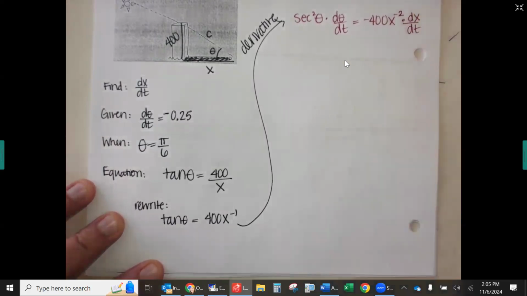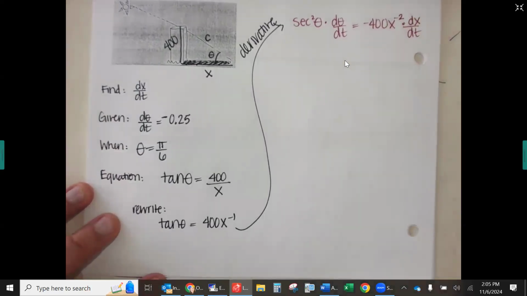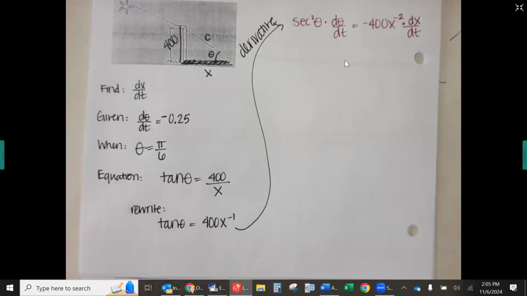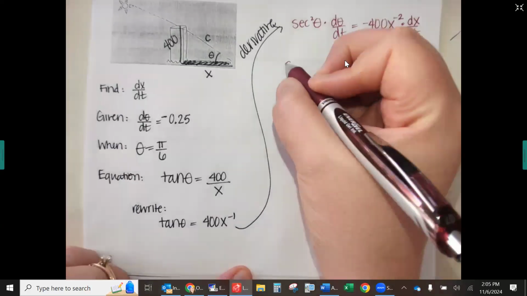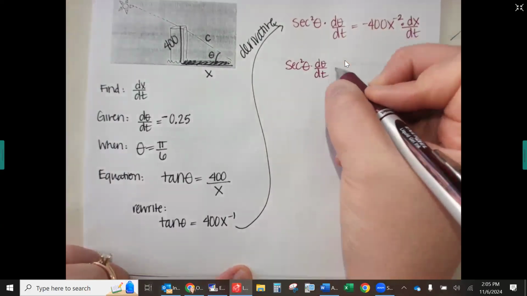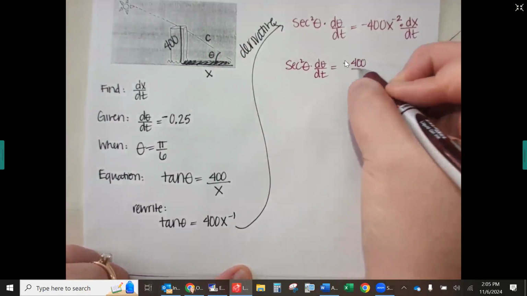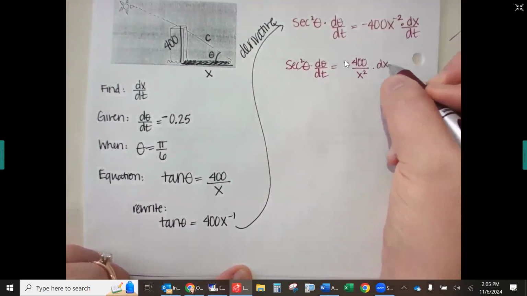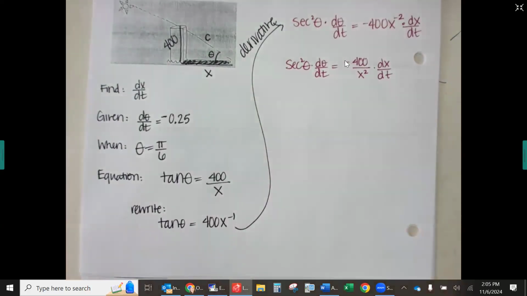Very good. Then from there, before I plug any numbers in, if I have a negative exponent, I'm just going to push it back down to the bottom. You can do this step in your head if you want, but since it's your notes, I'm going to write it. So secant squared theta, d theta dt equals negative 400 over x squared dx dt. From here, the only thing that I should not know is dx dt. Everything else I should be able to find.